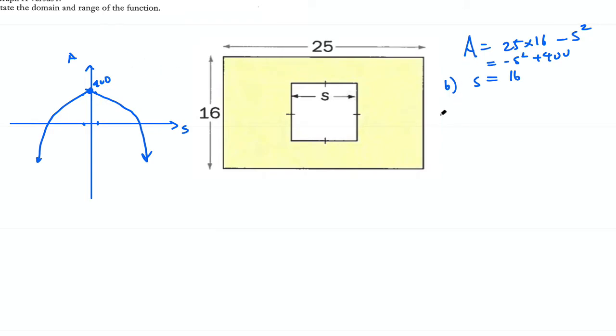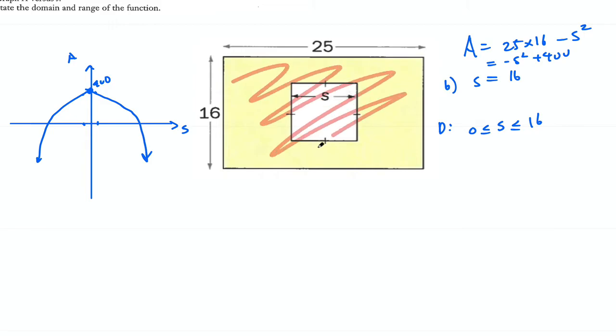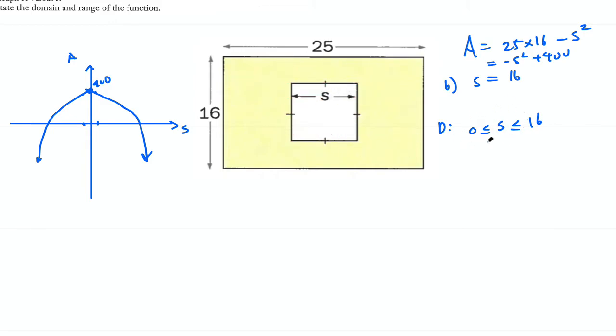As for the domain and the range, for the domain, our value of s, we said that the largest possible value of s we can get is 16. So this has to be smaller than or equal to 16. But what's the smallest value of s we can get? We can't have negative side lengths, but we can have s be 0, because if s is 0, then what we're doing is just calculating the area of this entire shape. So this is our restriction for our s.